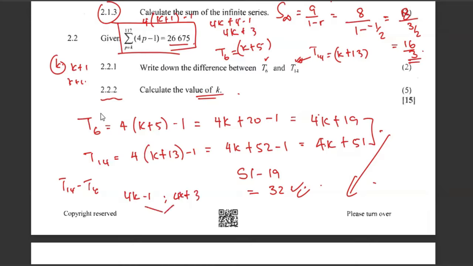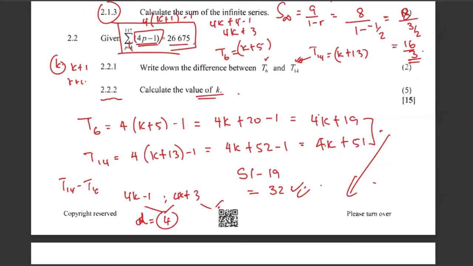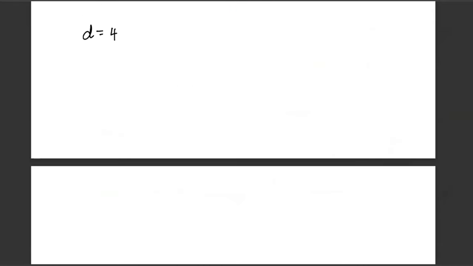So if we try to subtract this, the difference is going to be a 4, meaning that this is an arithmetic, even by the nature of the format of what is inside the sigma notation. All right, so let's come this side and see that since it is an arithmetic and our difference is a 4, what's going to be our first term? We said 4p minus 1, meaning that the first term is going to be 4k minus 1.